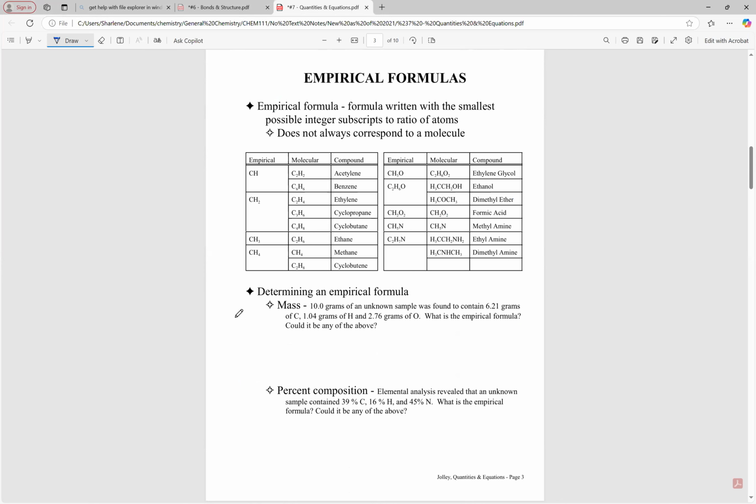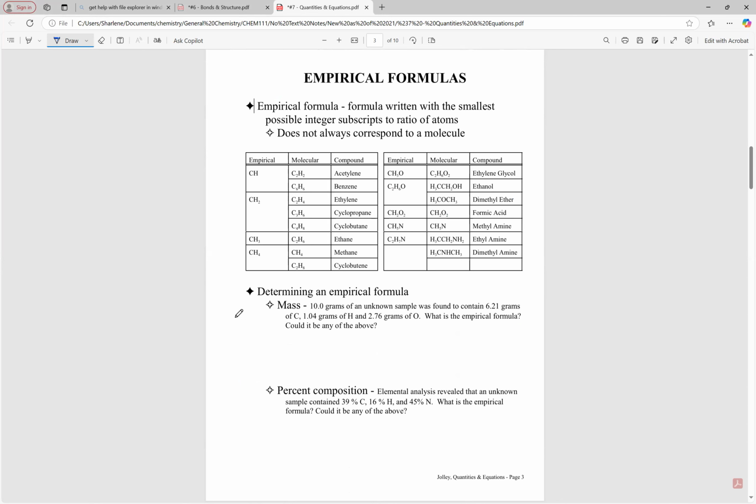Now, the empirical formula is the smallest ratio. Okay, that doesn't mean it will exist, but the smallest ratio of either atoms or ions in a formula unit. Now, we already do that for ionic compounds, but we don't for molecular compounds.